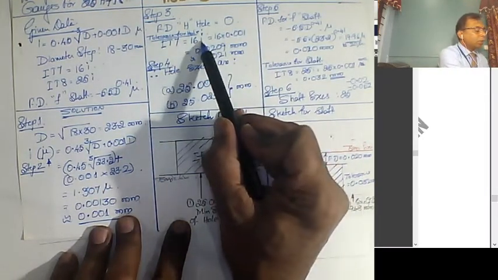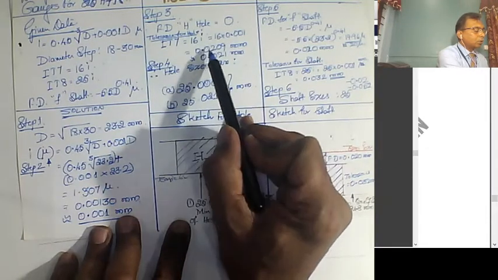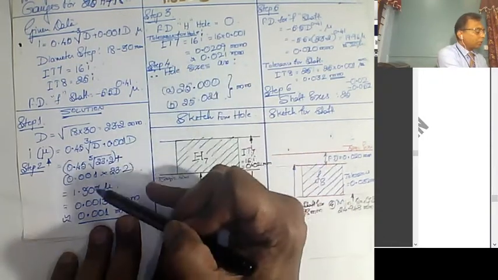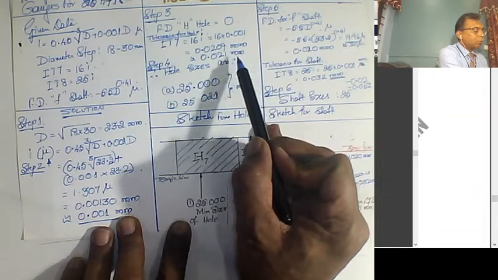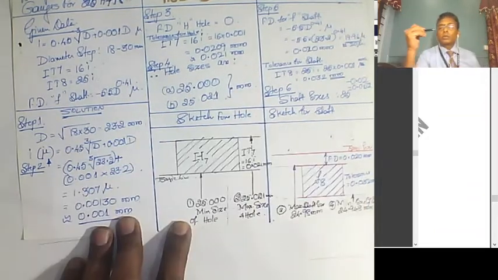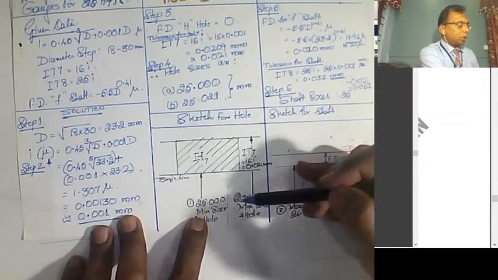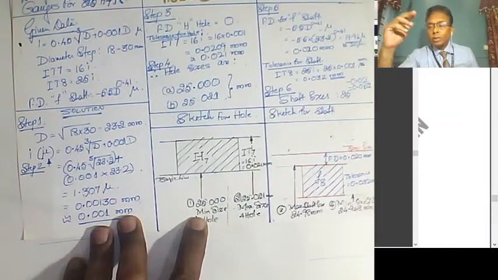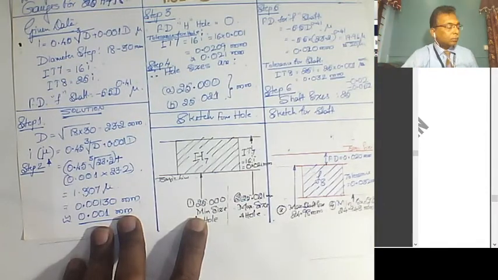If you substitute i in terms of millimeters, you get this in millimeters. If you substitute in microns, you get this in microns. So please don't confuse the units. Straight away I have substituted 0.001 mm here, so I will be getting the answer in terms of 0.021. So the two limiting sizes of the hole are fixed. One is 25.000, and the other is 25.021. It is on the plus side because it is an H hole with IT grade 7.